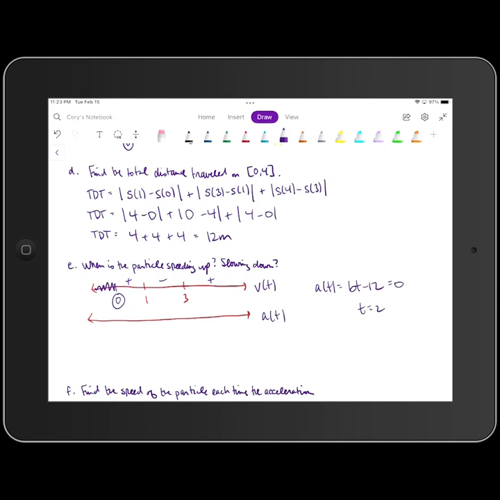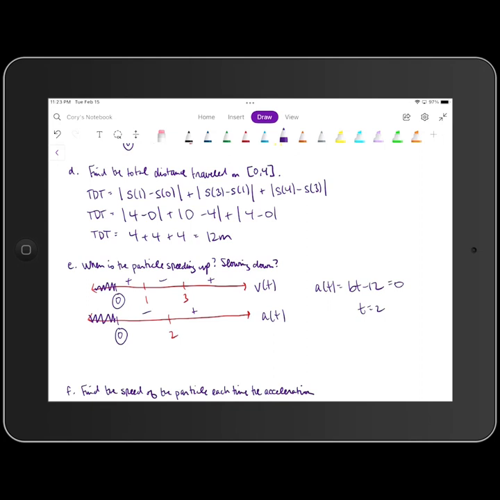I'm going to put 2 on the number line. And then I'm also going to put 0 on the number line so I don't test to the left of 0. And when I test my intervals for acceleration, if I pick a value bigger than 2, acceleration is positive. When I pick a value smaller than 2, it's negative.